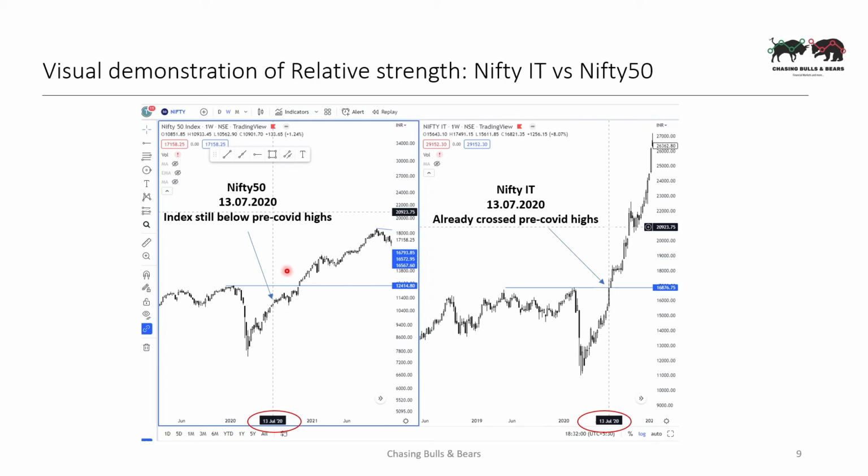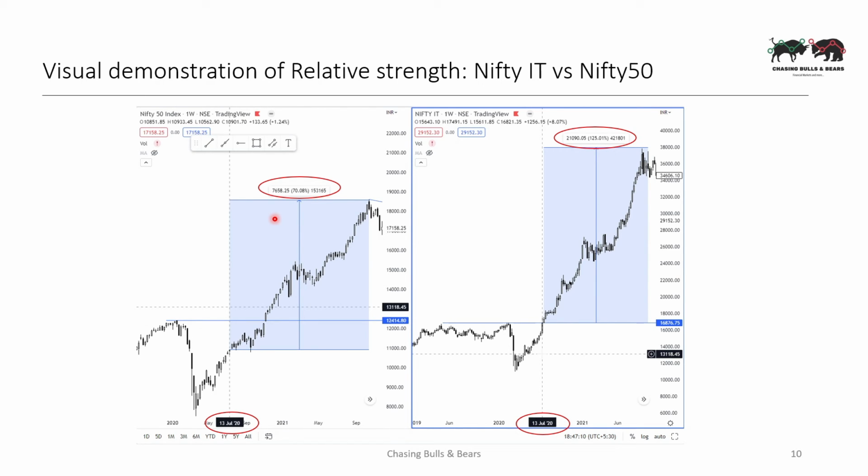You can also, without using the relative strength chart, spot the relative strength by your eyes. You can just see here on 13th of July 2020, the Nifty IT was already crossing the pre-COVID highs and this trend line. But at the same time, Nifty 50 was way below its pre-COVID high. That means Nifty IT was showing the signs of outperformance to Nifty 50. So without even looking at the relative strength chart, you can read the price action and say here on 13th of July, Nifty IT is stronger than Nifty 50. And this is how you can also read relative strength on any chart compared to benchmark index.